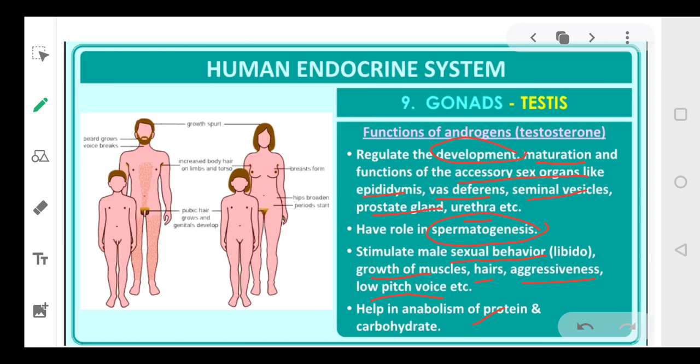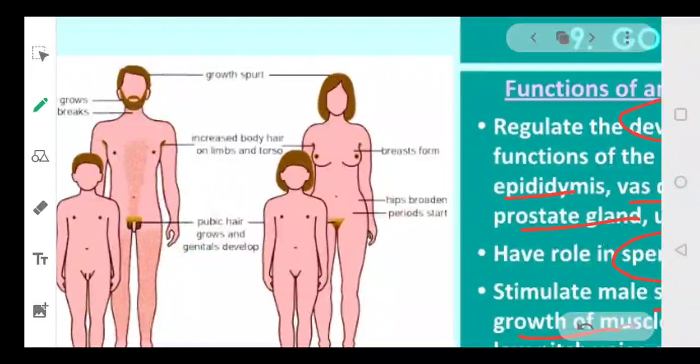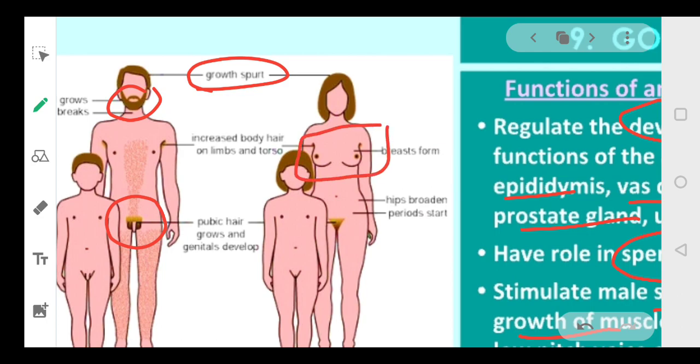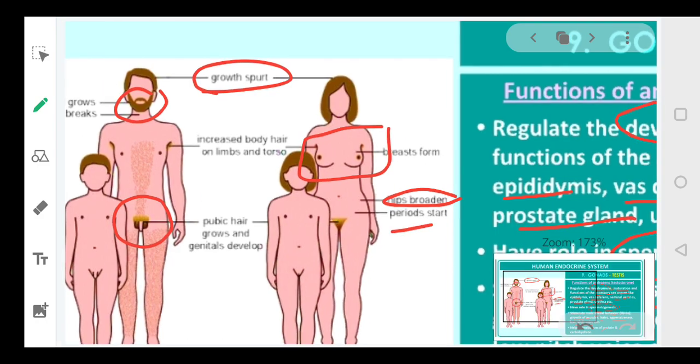Now, as you can see in the picture, dear students, in case of both male and female, there is a sudden increase in height which occurs at this particular age. In case of boys, we observe a growth of mustaches and beards, and a growth of pubic hair. At the same time, in females, we observe a development of breasts, the hips become broad, and the process of menstruation starts.